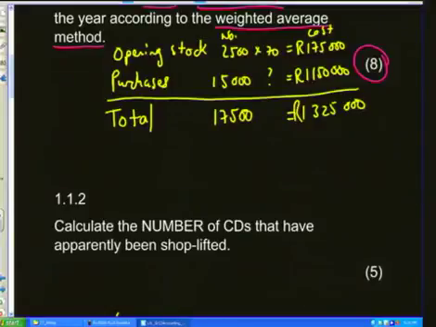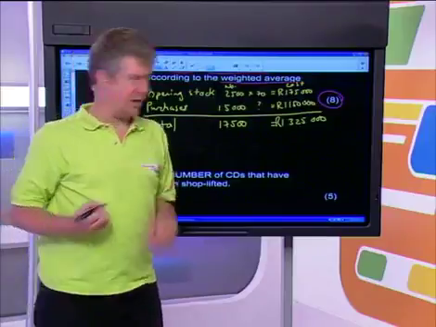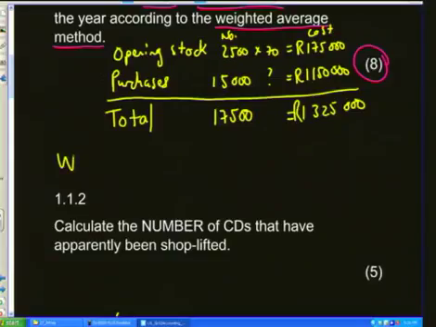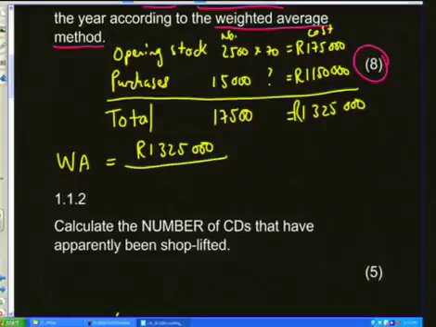So how much was one worth? It becomes very easy to calculate the weighted average. What we do to calculate the weighted average, WA, is take our total cost of 1.325 million. That's the total cost of all the CDs that I had available for sale. And I'm going to divide that by the number of CDs that I had, which was 17,500. And that's going to give me the weighted average of my CDs.